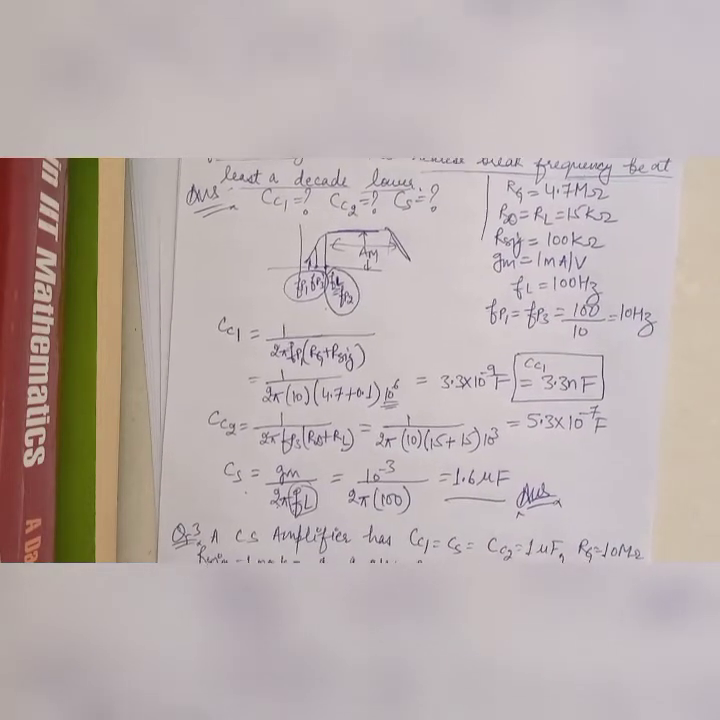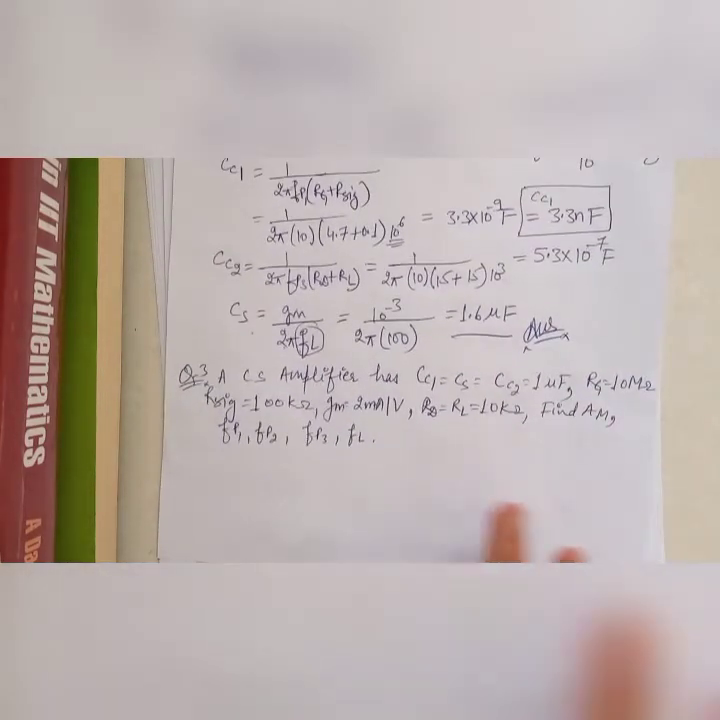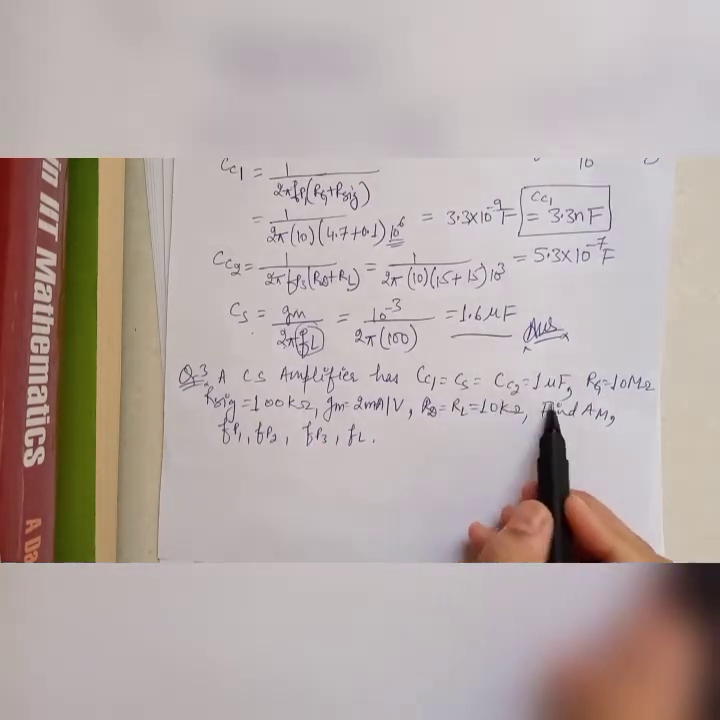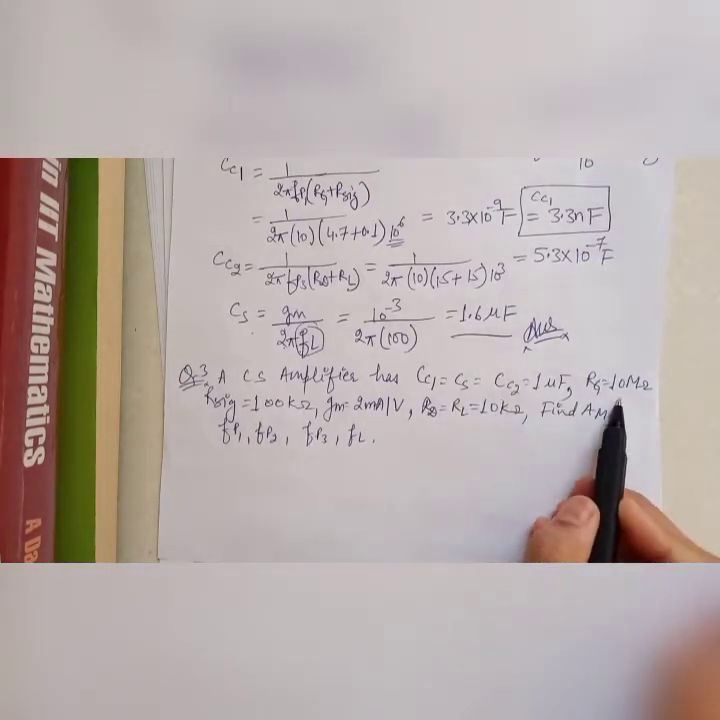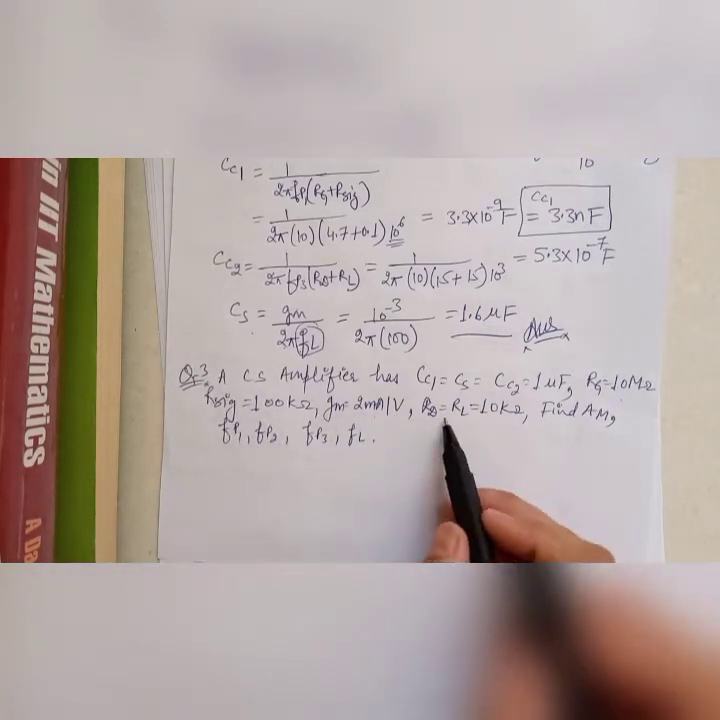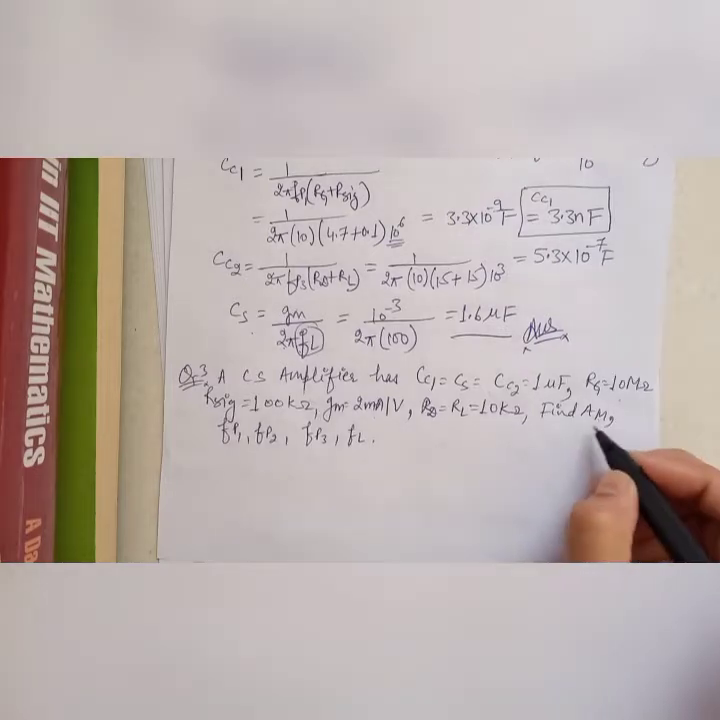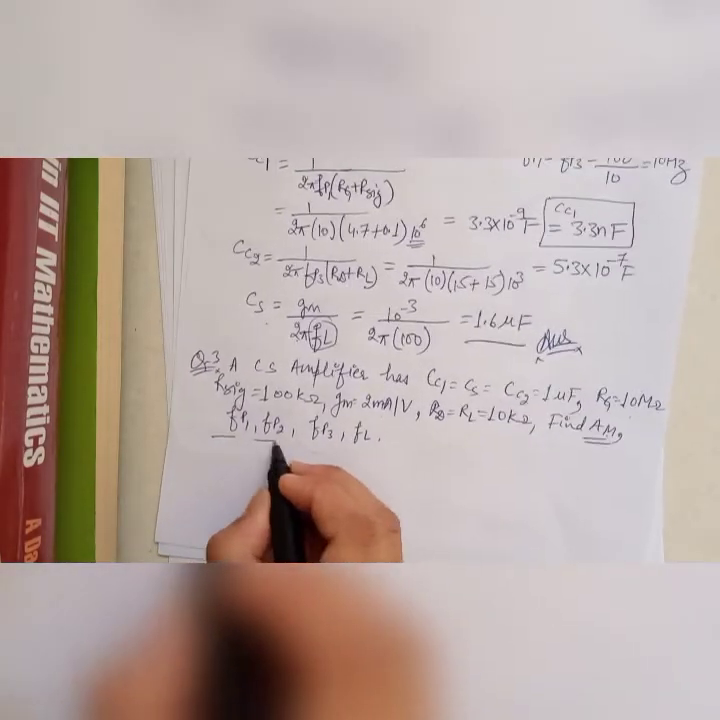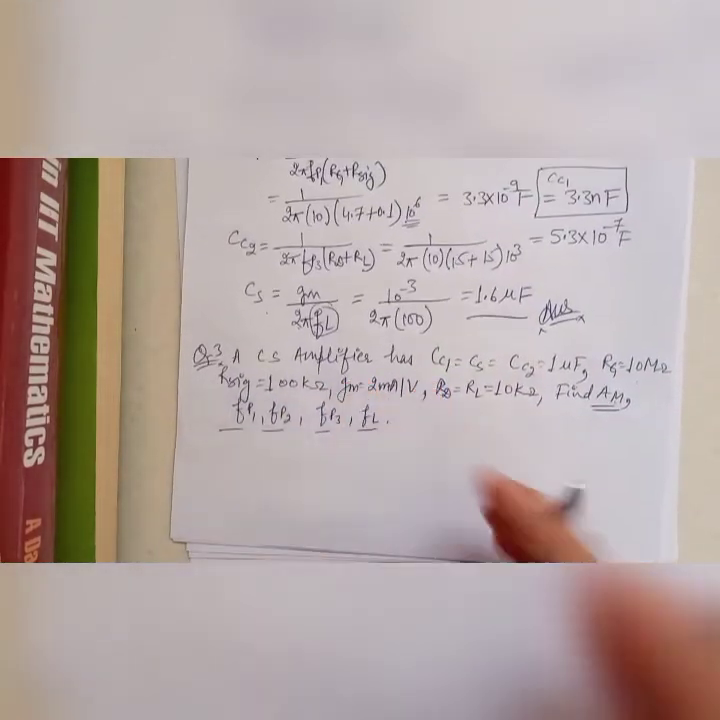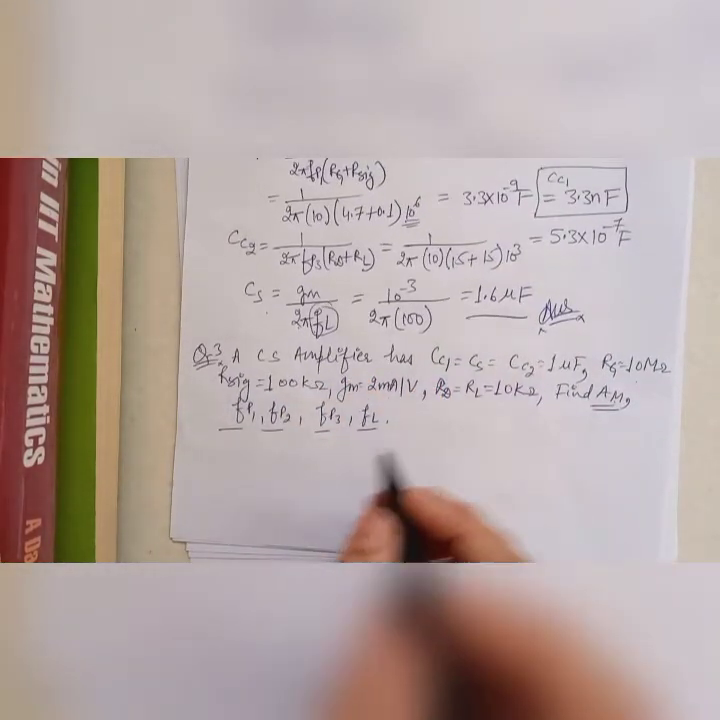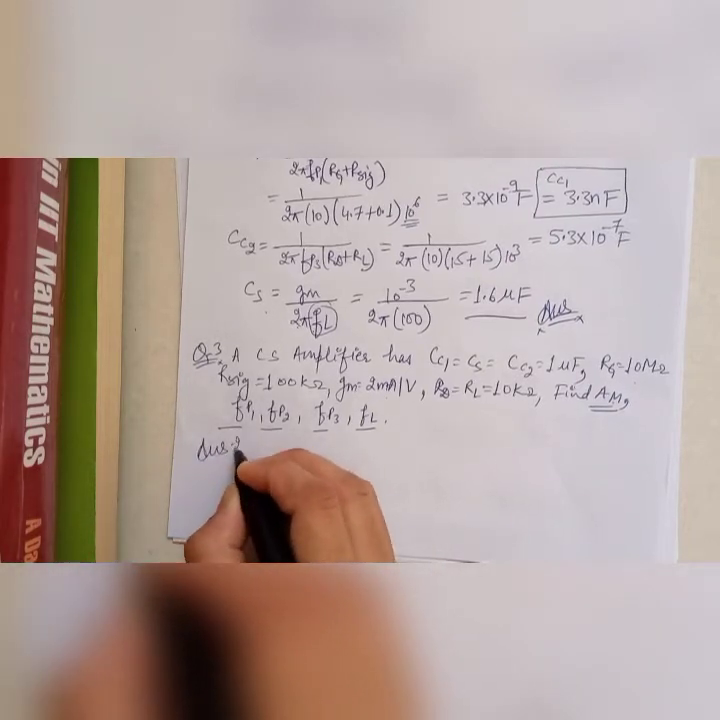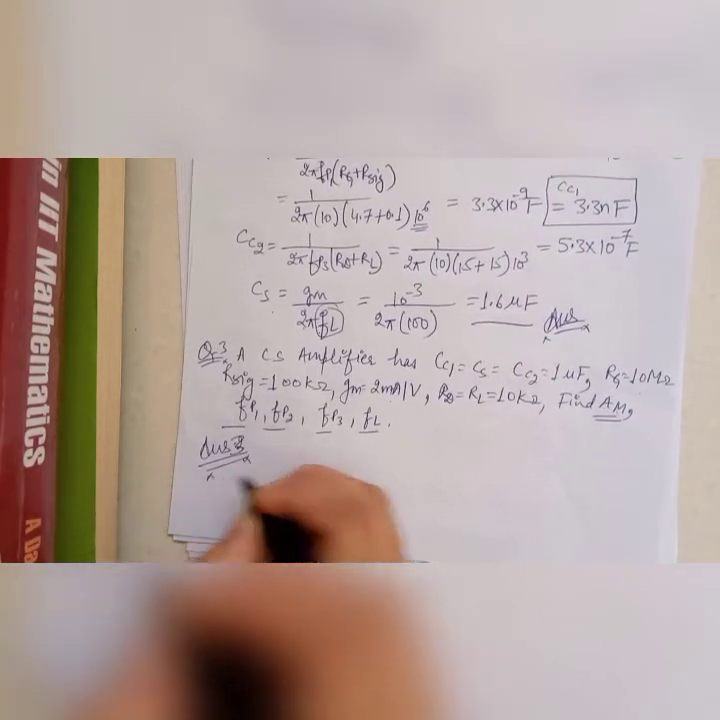Now let's solve the next problem. You have been given a CS amplifier whose CC1, CS and CC2 are 1 microfarad, RG 10 megohms, RSig is 100 kilo ohms, gm 2 milliampere per volt, RD = RL 10 kilo ohms. You need to find out AM, FP1, FP2, FP3 and FL. Now, this is again a problem related to low frequency response of a CS amplifier. So let's find out each and every unknown value.